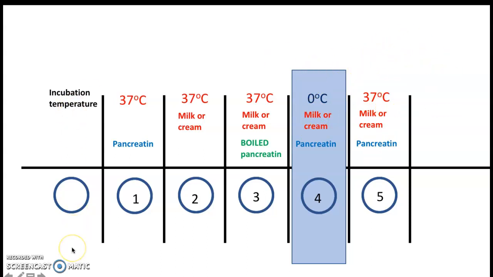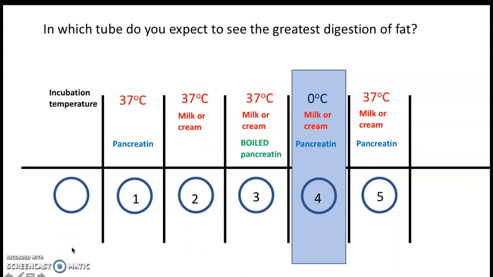And so let me ask this question now. In which tube do you expect to see the greatest digestion of fat? And what does that look like in terms of your litmus milk test? So take a minute and be thinking about that.